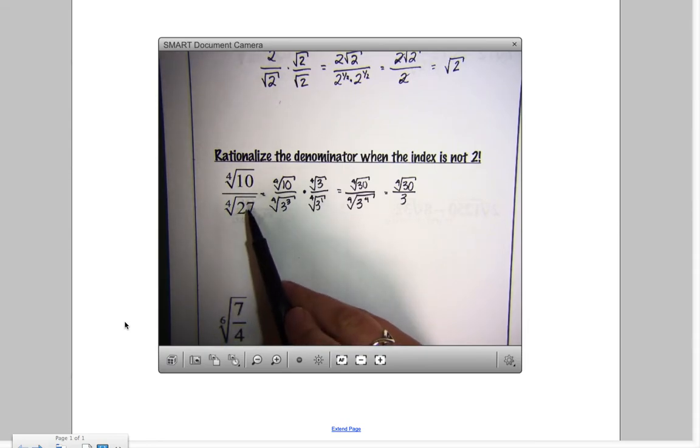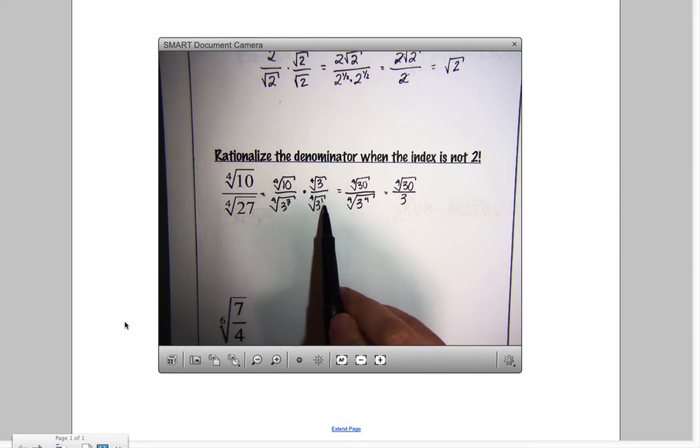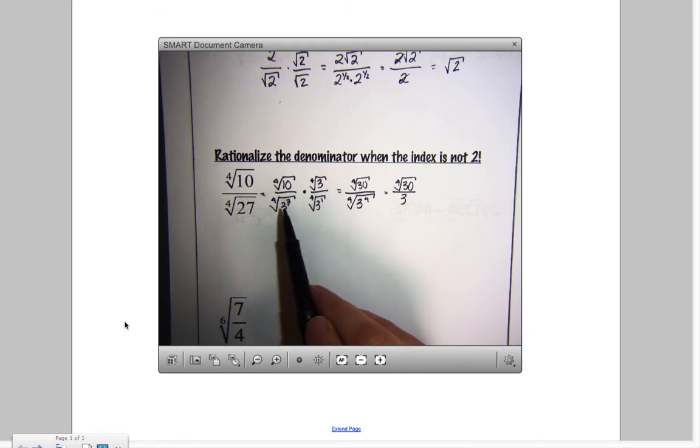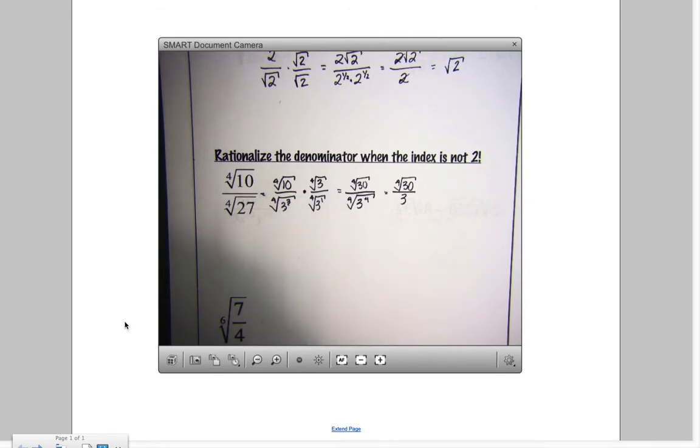So again, we took this radicand and we rewrote it as a base to some power. You choose what this exponent's going to be so that when you add them, they equal the index. The radical is going to stay the same, the base is going to stay the same. You're just choosing what you want the exponent to be.